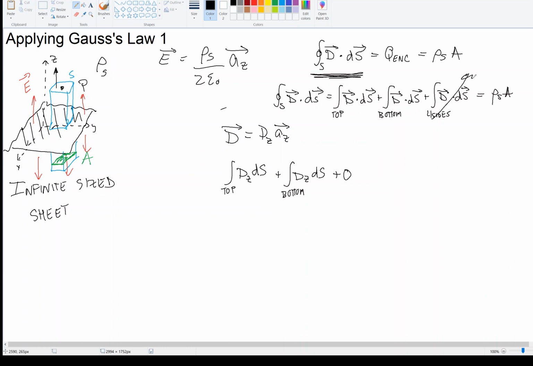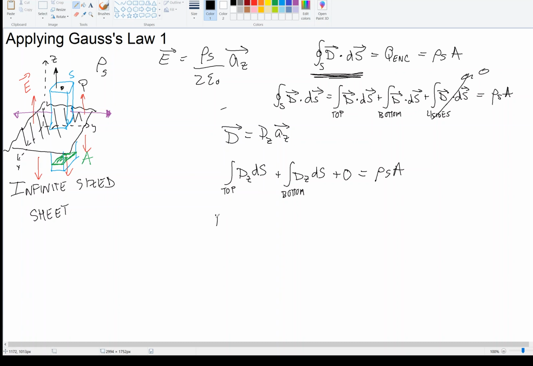And this is 0 because of the sides' surface vectors. I'll draw this in purple. The side on the right points to the right, the side on the left points to the left, the side in front of us comes out towards us, and the side in back of us points away from us. And so in each case of those four sides, the surface vector is perpendicular to E and D. So when you do the dot product, you get 0. That's the point of using such a Gaussian surface.